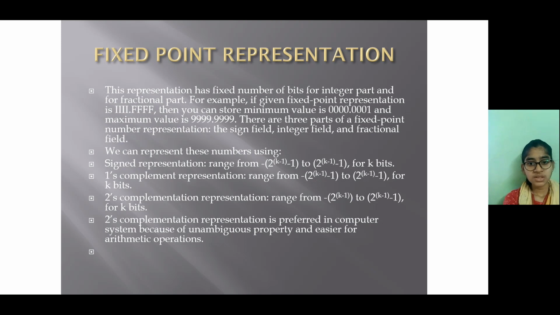We can represent these numbers using standard representation. This ranges from minus 2 power k minus 1, minus 1, to 2 power k minus 1, minus 1, per k bits. One's complement representation ranges from minus 2 power k minus 1, minus 1, to 2 power k minus 1, minus 1, per k bits. Two's complement representation ranges from minus 2 power k minus 1 to 2 power k minus 1, minus 1, per k bits. This complement representation is preferred in computer systems because of the unambiguous property and for easier arithmetic operations.